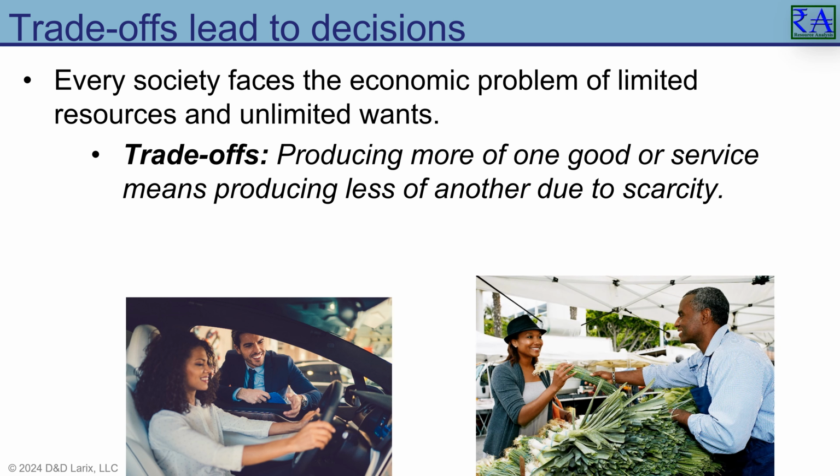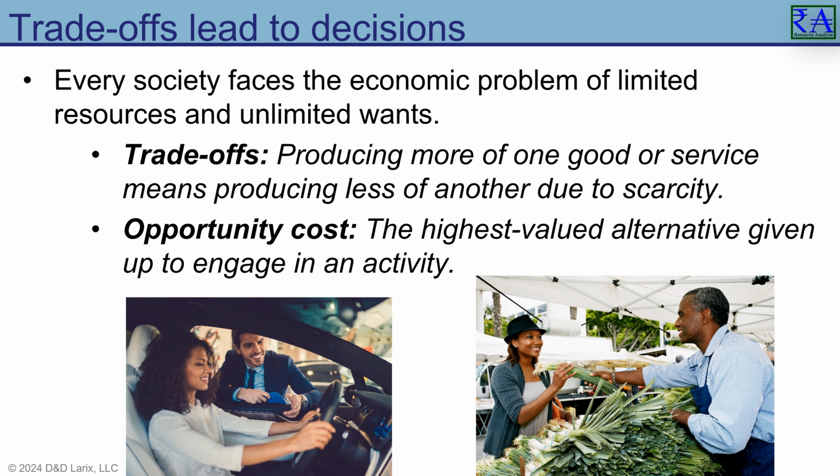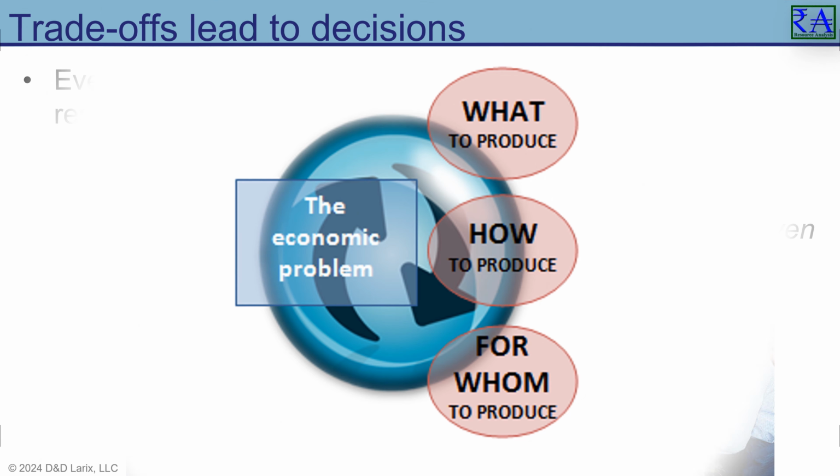For instance, if a country decides to allocate more resources to healthcare, it may have to cut back on education or infrastructure. Every choice has an opportunity cost, which is the value of the next best alternative foregone. Society, therefore, must answer three crucial questions to manage these trade-offs effectively.